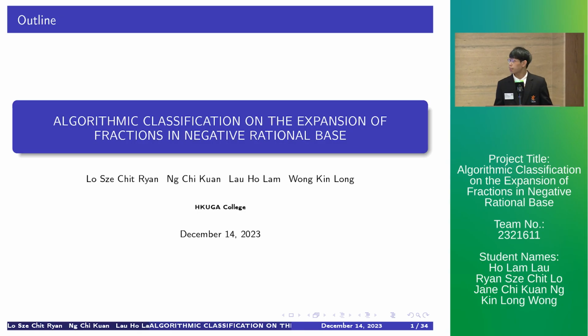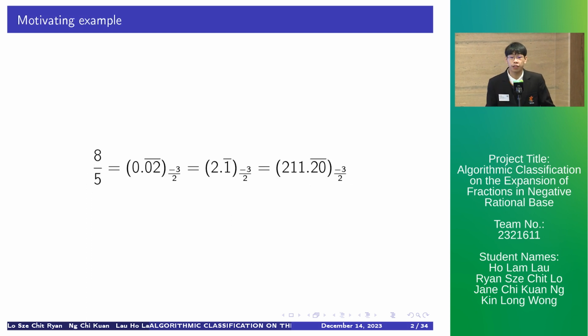So hi, today I'm going to present the paper Algorithmic Classification on Expansion on Negative Rational Base. We start off with a motivating example, 8/5 in the base -3/2.